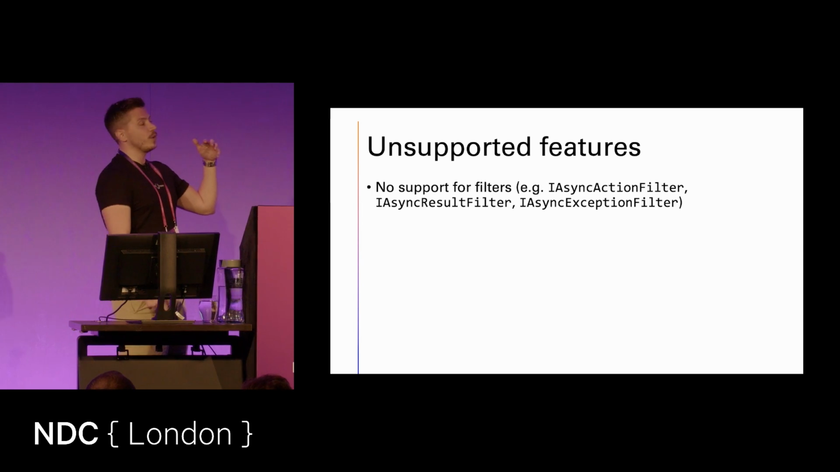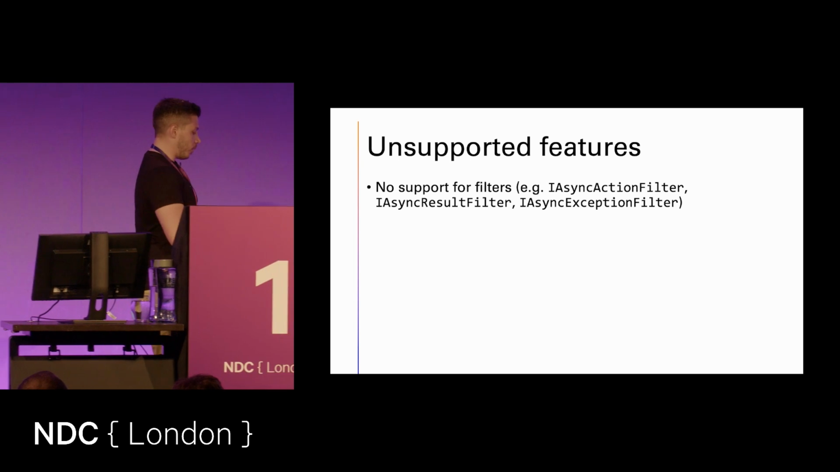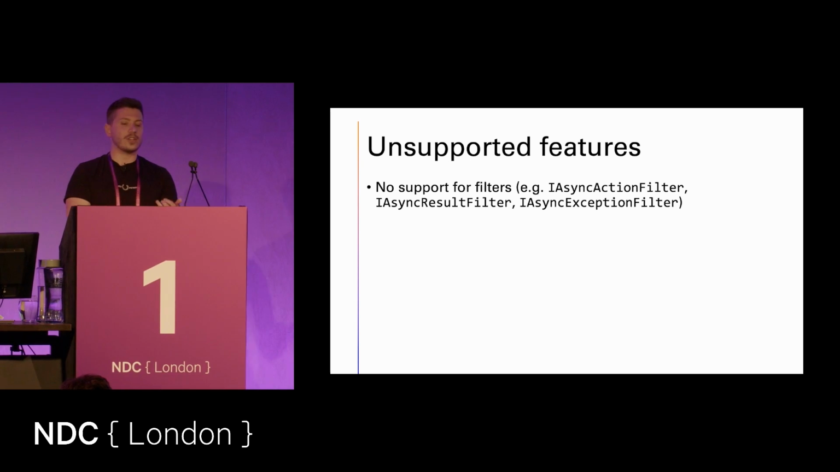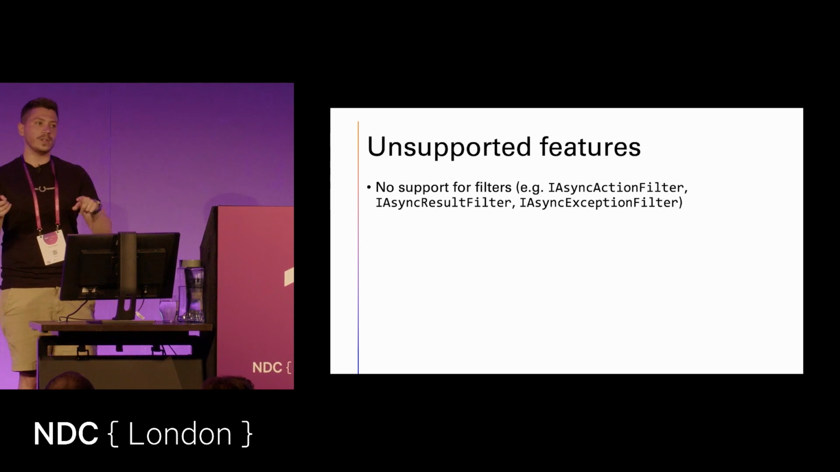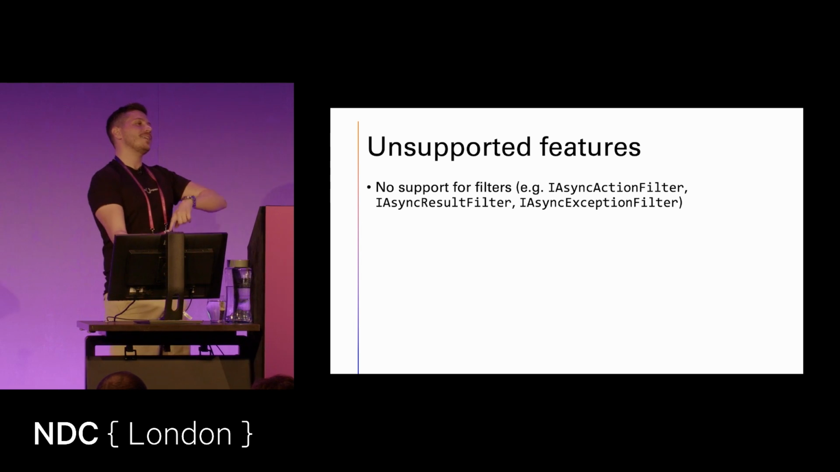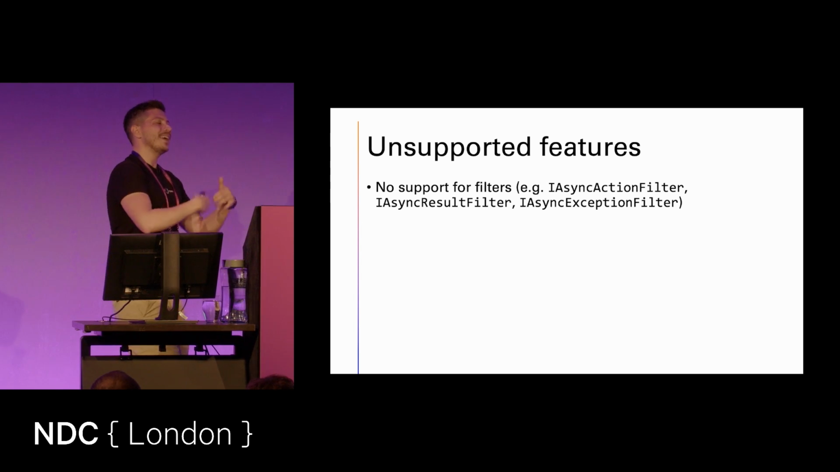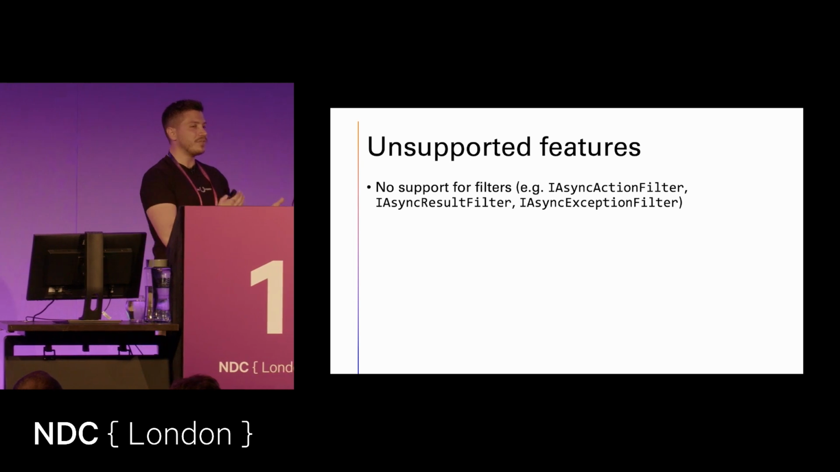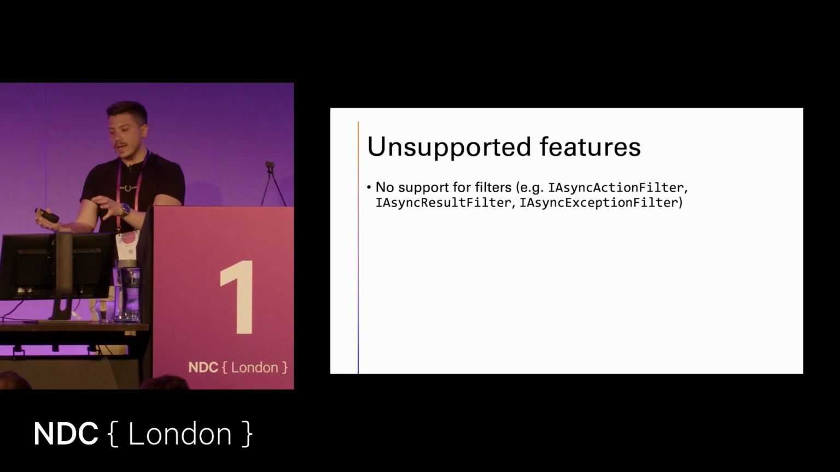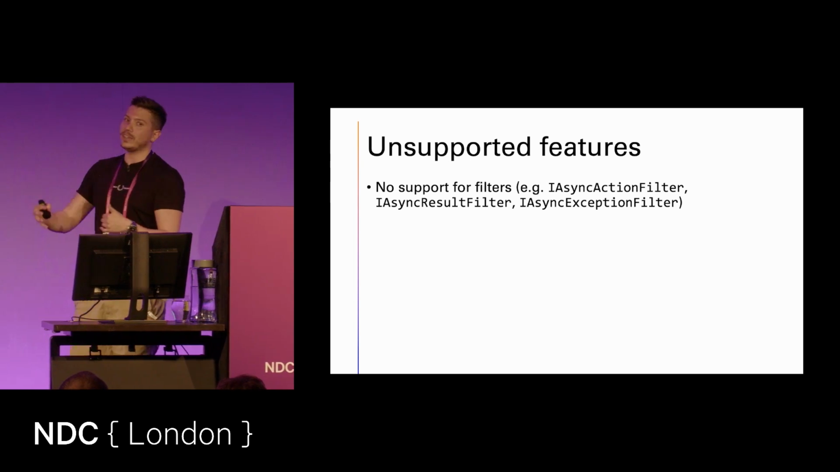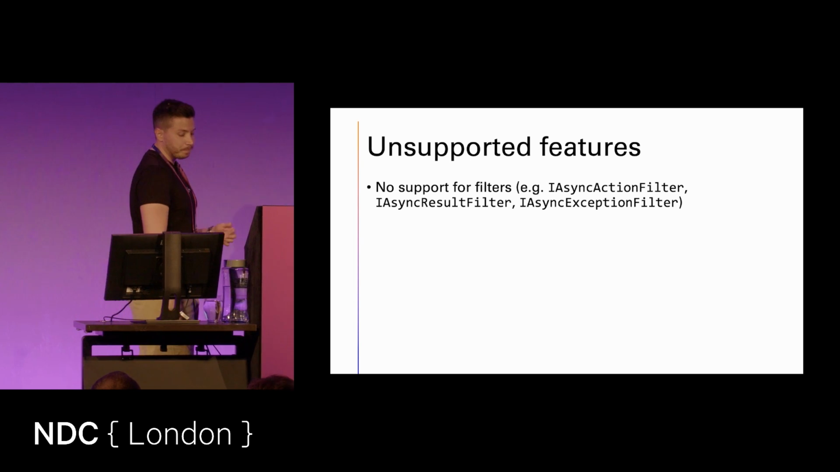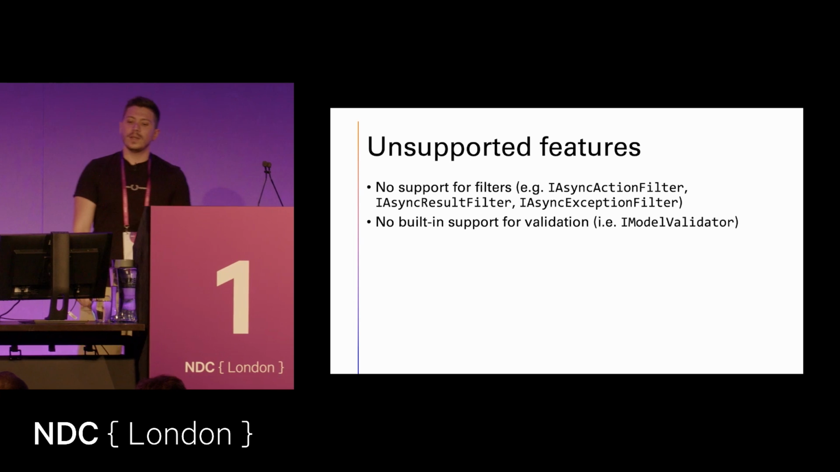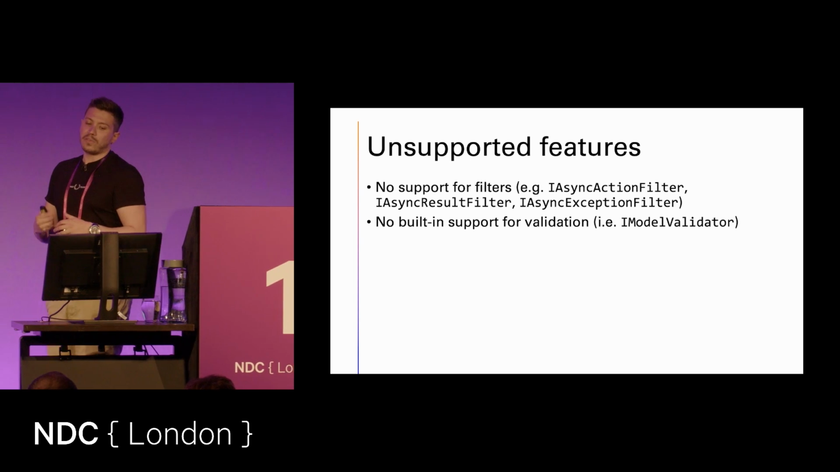The first thing is there is no support for filters. So things like the async action filters, the result filters, the exception filters, those things are not supported. This support is actually being added in .NET 7. However, they're a bit of a different thing. I mean, it's still the same concept, but you cannot reuse your filters that you have on MVC in minimal API. So you're going to have to remap them. But it is coming.